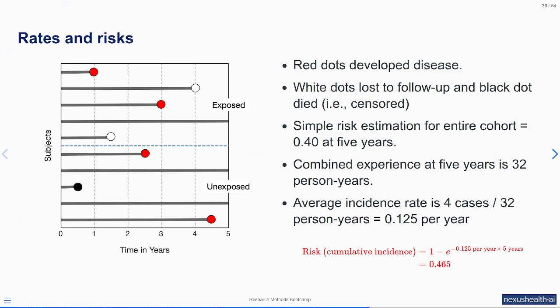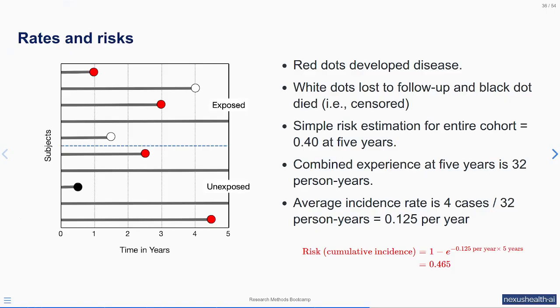So look at this graphic. Again, is to try to help us understand these concepts better. So we have 10 subjects followed up over a time period. 5 of them are exposed, 5 of them are unexposed. The red dots represent those who developed the disease. The white dots are those lost to follow-up. And the black dots are those who died.